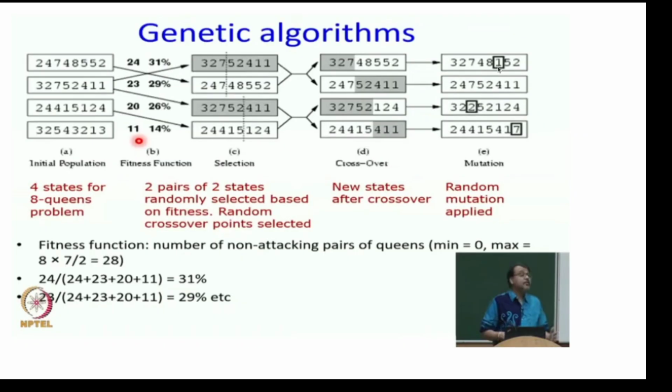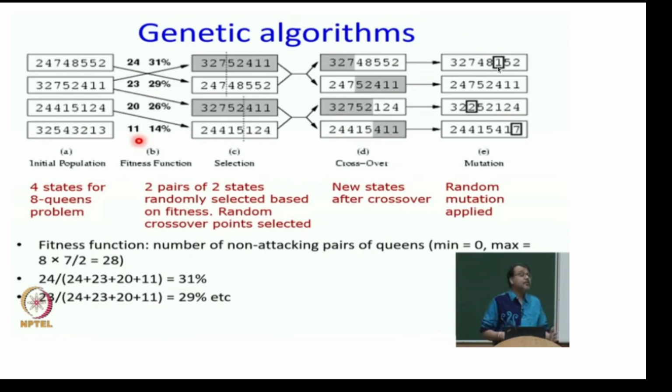Now what we'll do, we'll have a population like that, states like that, combination of 1 to 8, and this is how it is being represented in the initial population. If you see the column A, we'll calculate the fitness function. What does that mean? Fitness function means, given the state, how many queens are not attacking each other, and this is the number we have got: 31%, 29%, 26% and 14% are the fitness function. Higher the better, I guess. Yeah, fitness function equals the number of non-attacking pairs.